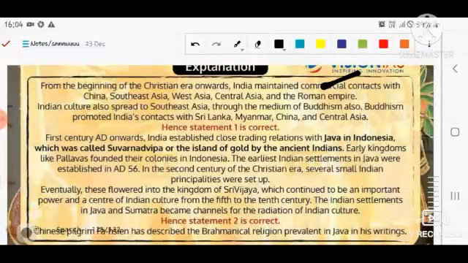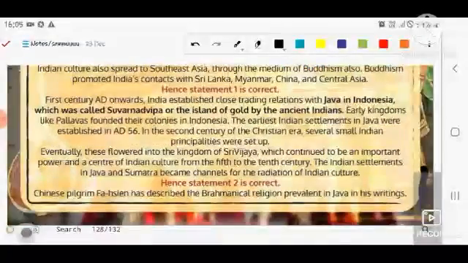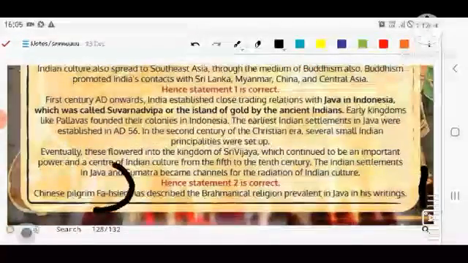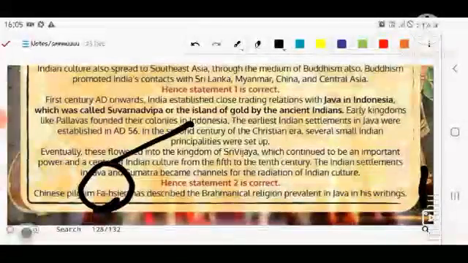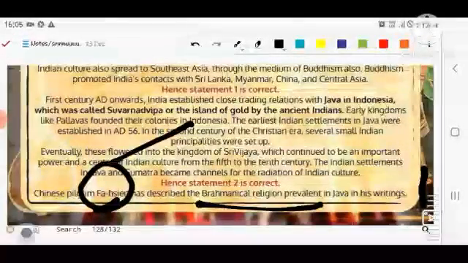Eventually, these flowed into the kingdom of Sri Vijaya, which continued to be an important power and a center of Indian culture from the 5th to the 10th century. The Indian settlements in Java and Sumatra became channels for the radiation of Indian culture. So the second statement is also correct. Chinese pilgrims also played an important role in promoting our culture, and one noted the Brahminical religion relevant in Java in his writing.